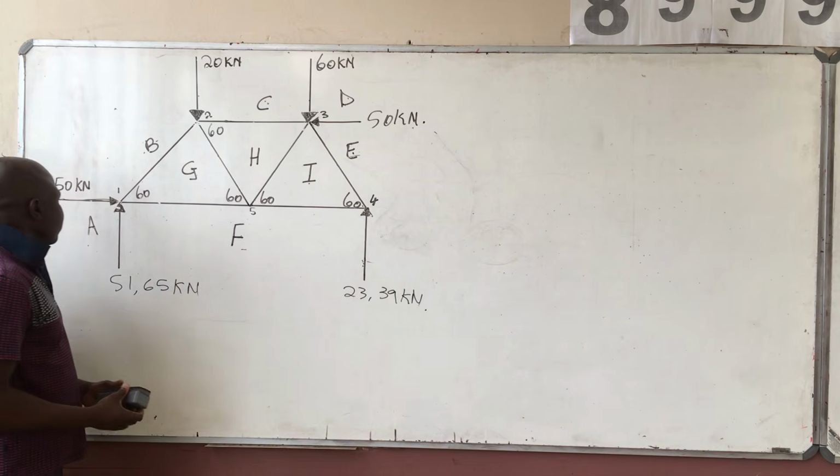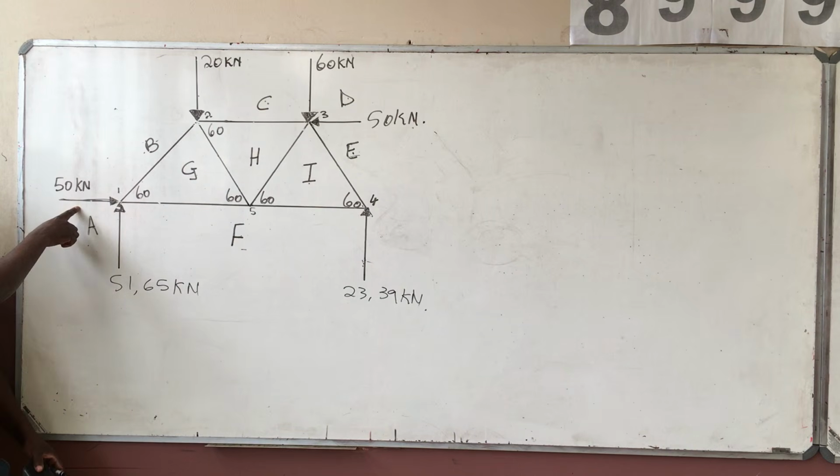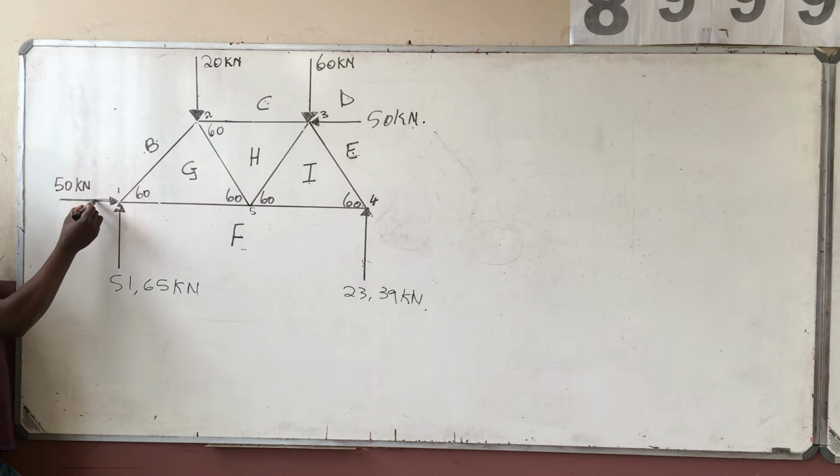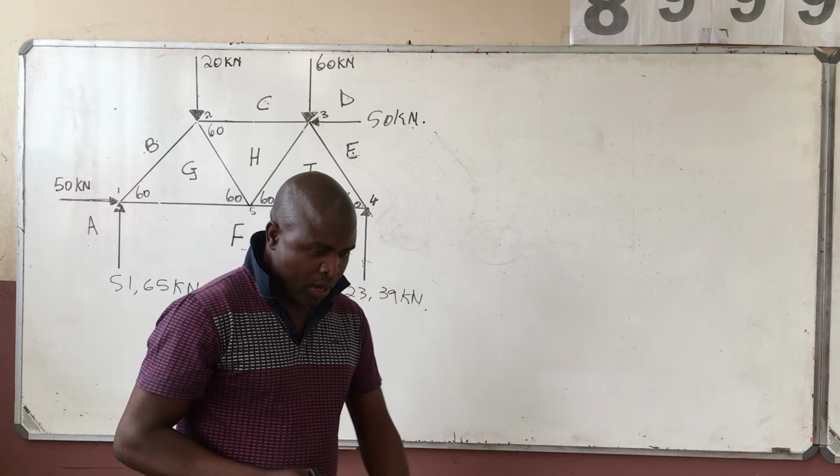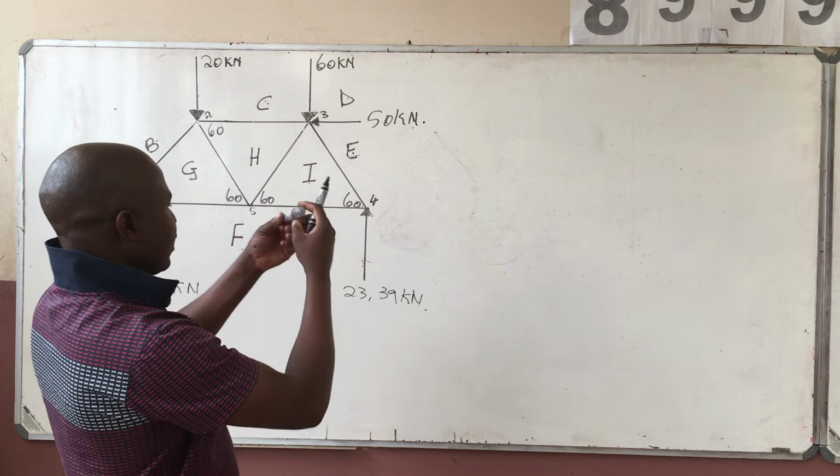So, this one is between A and B. This member is between A and B. Meaning, we are going to name this according to these two alphabets. Meaning, this is AB. So, let us extract that point.